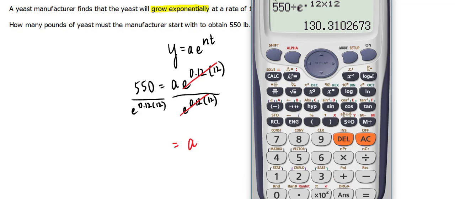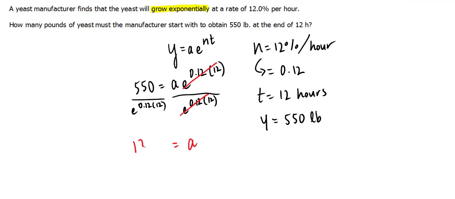And actually, it's already placed up here, 550 divided by e to the power of 0.12 times 12. And if we press equals, you get 130. You need 130 pounds of yeast for you to obtain 550 pounds after 12 hours if the growth rate is 12% per hour.